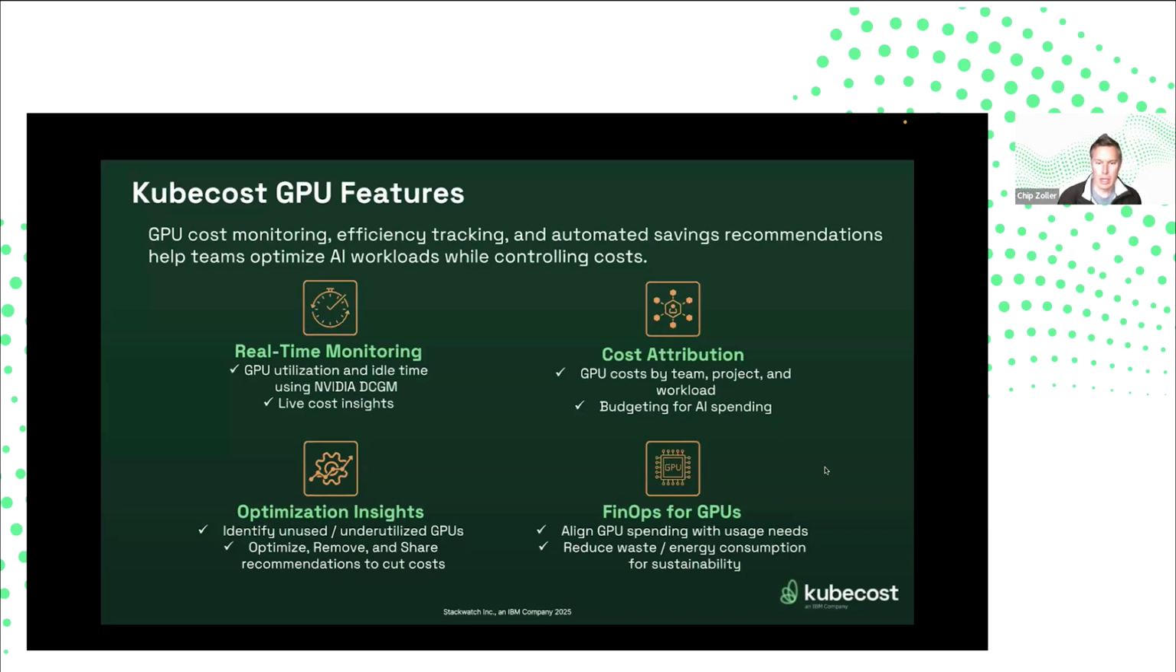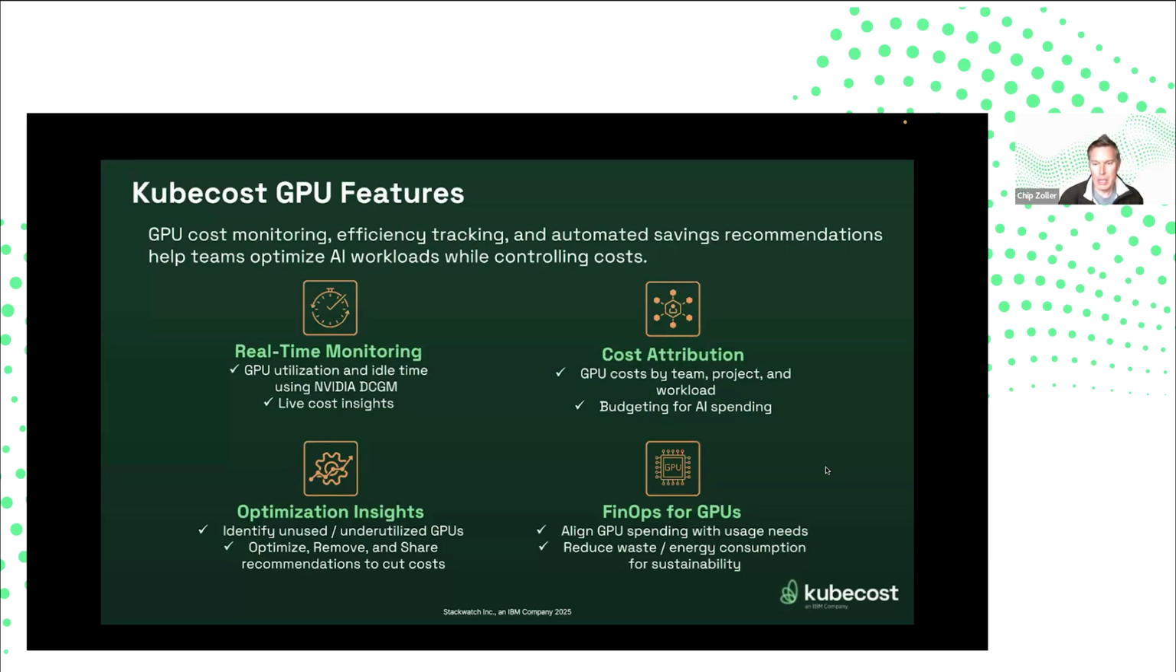Those are things like finding workloads that are requesting a GPU that aren't using one, finding workloads like your AI training and inferencing jobs that have requested multiple GPUs but aren't using one or more of them, and also being able to converge multiple workloads onto a single GPU by doing GPU sharing. These are all now possible with Kubecost.